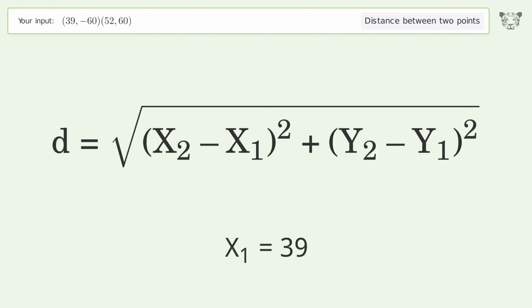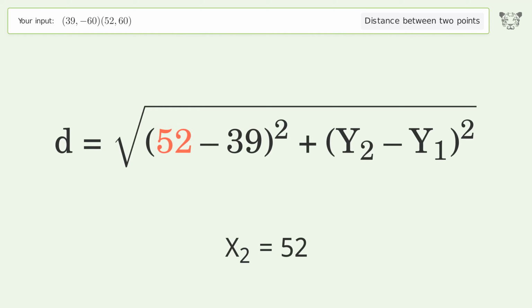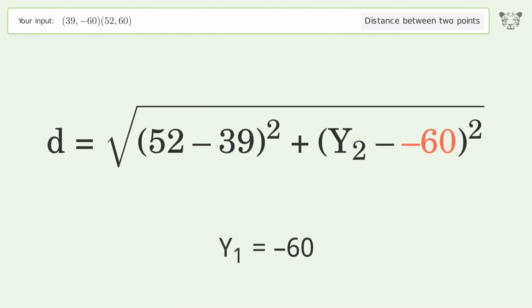x1 equals 39. x2 equals 52. y1 equals -60. y2 equals 60.